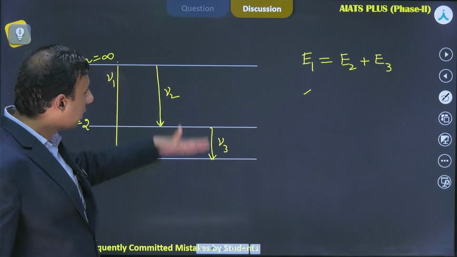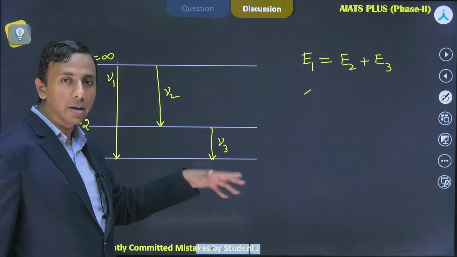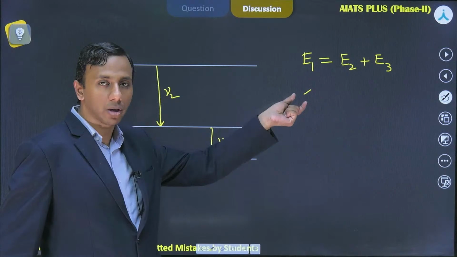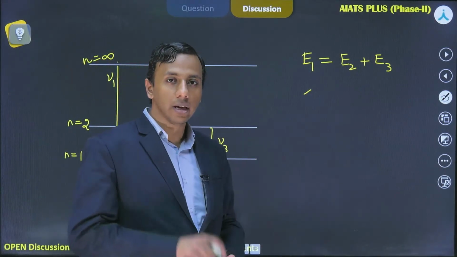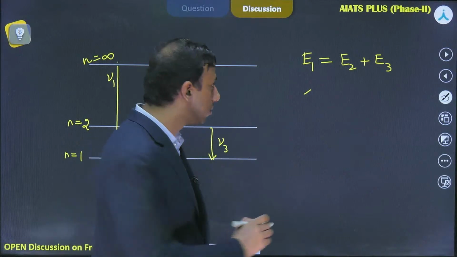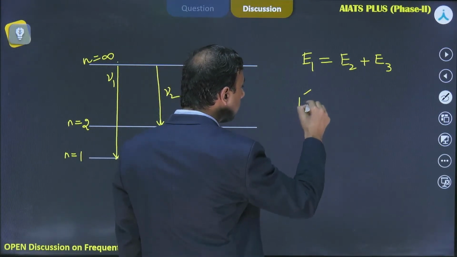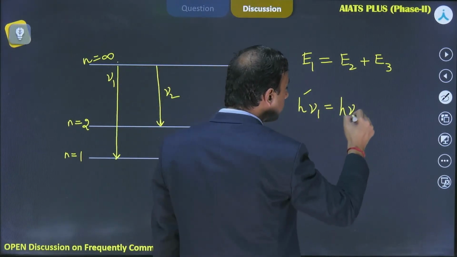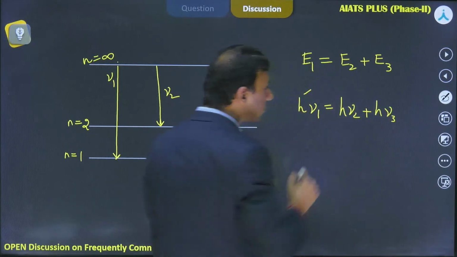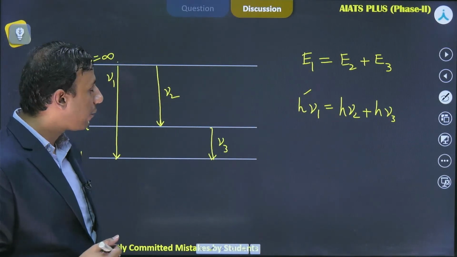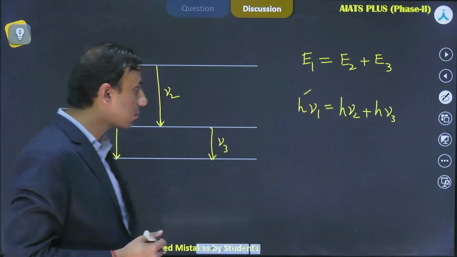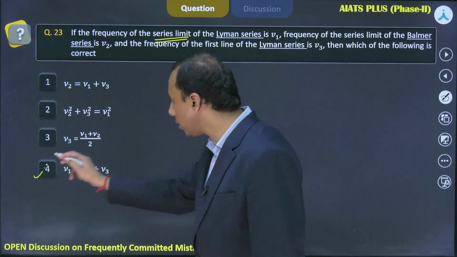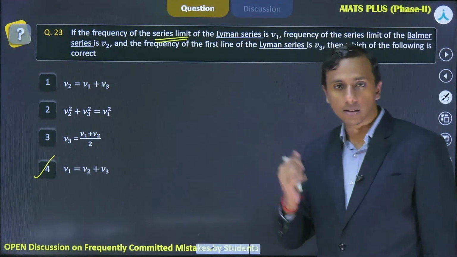Because remember, when that electron is jumping from the outer orbit to the inner orbit, it is going to emit a photon. That photon will have energy E. And that energy can be written as h into the frequency of that photon. Similarly, this one, h into the frequency of this photon. The h cancels out, and what you are left with is nu1 is equal to nu2 plus nu3. So if you can see the option, this one, right? h cancels out.